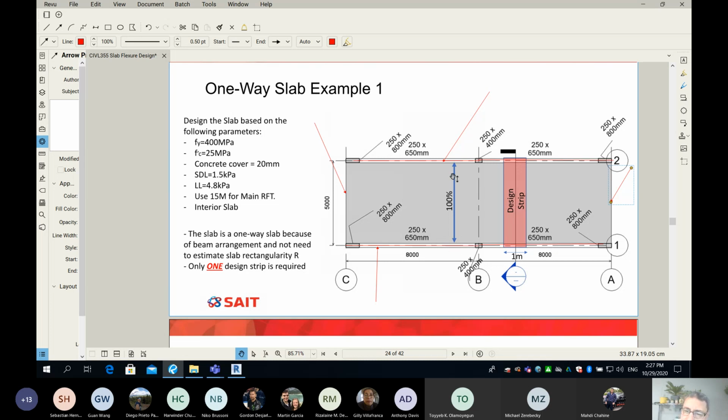Now we know after all this discussion that my slab is one way. And look at the blue dimension line. It means 100% of the load will go in this direction. Now, how many design strips should I do?